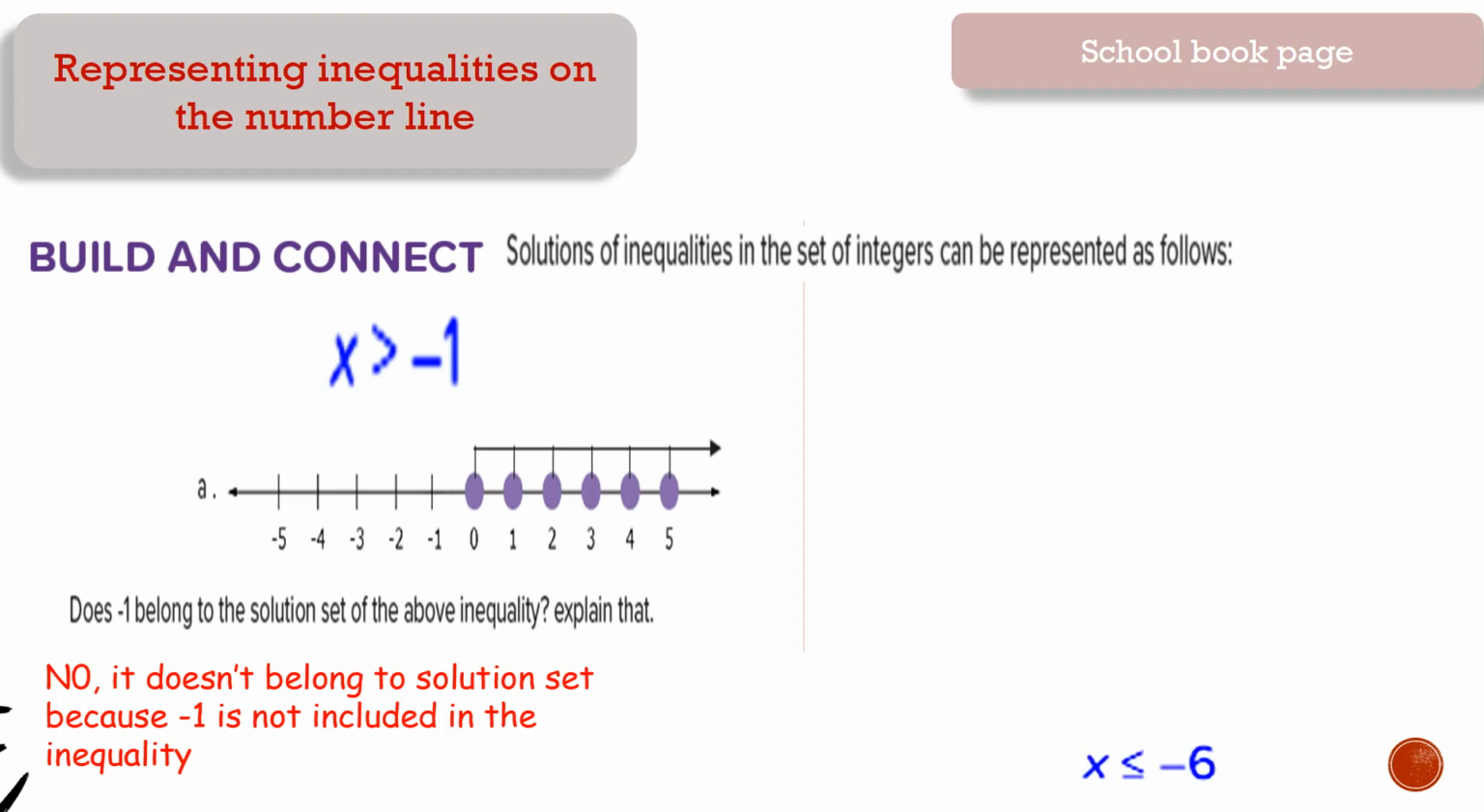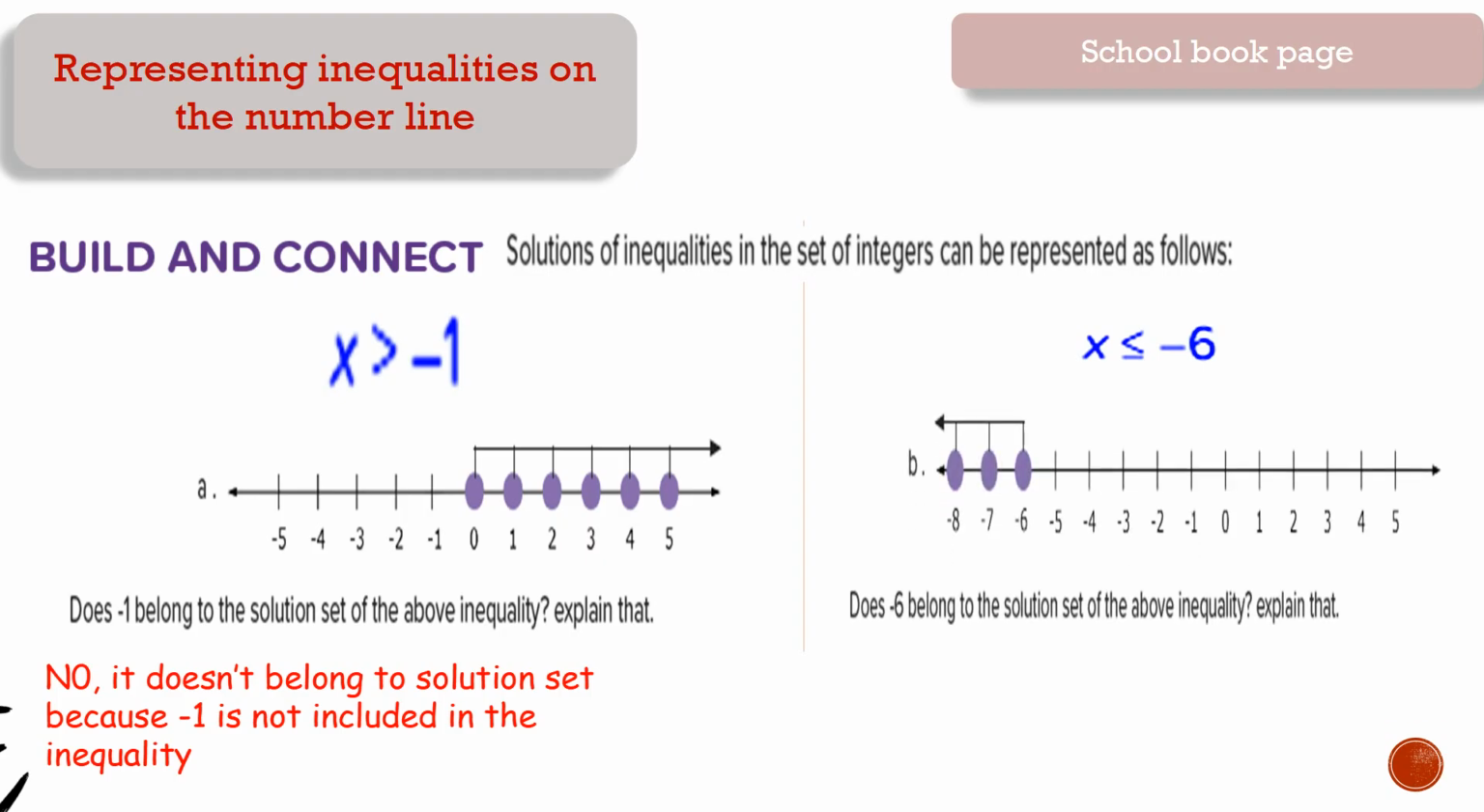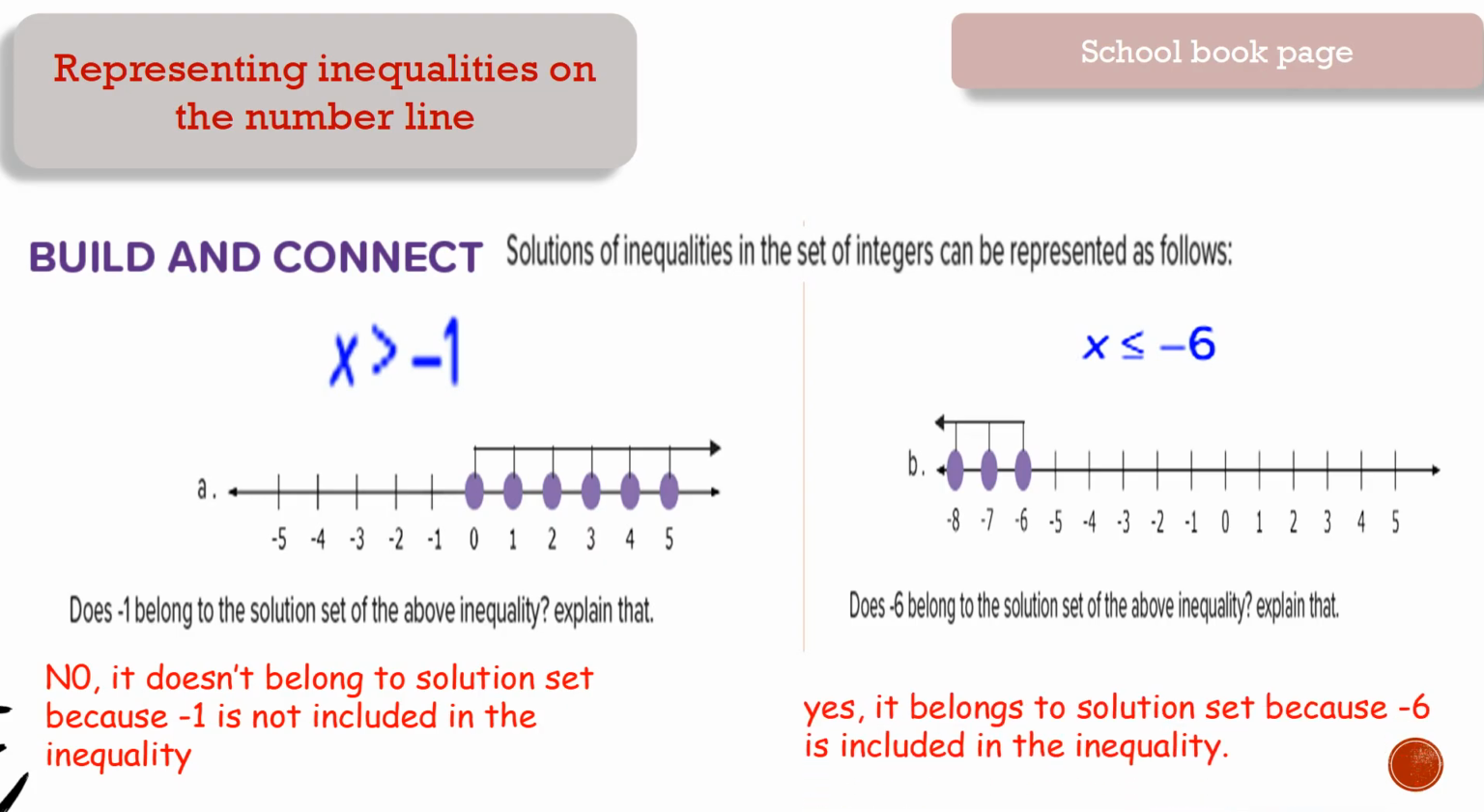But in the next inequality, x is smaller than or equal to -6, the solution set must include any number smaller than -6 and also -6. So we will represent -6 in the solution set on the number line. We will plot -6 and all numbers to the left of -6, because all numbers to the left of -6 are smaller than -6. Again, does -6 belong to the solution set? Obviously yes, because it's included in the inequality.